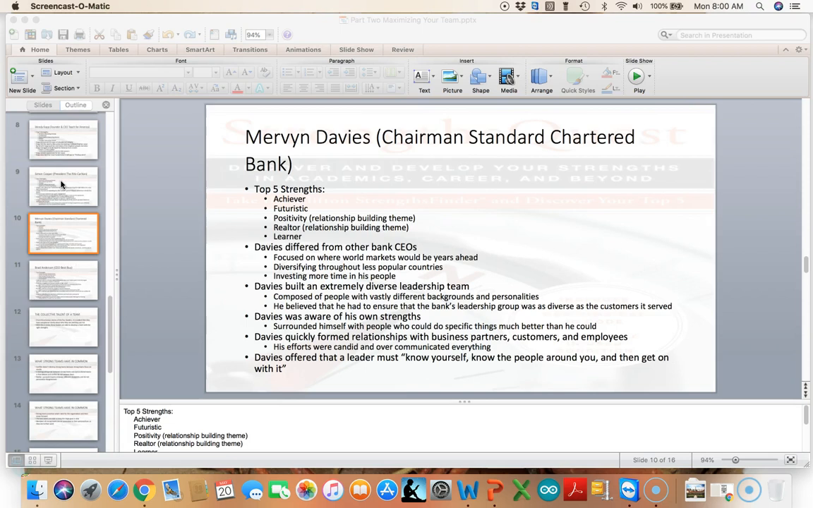As the CEO, Davies built an extremely diverse leadership team composed of people with vastly different backgrounds and personalities. He believed that he had to ensure that the bank's leadership group was as diverse as the customers it served. Davies was aware of his own strengths and set about to surround himself with people who could do specific things much better than he could. Davies quickly formed relationships with business partners, customers, and employees because of his efforts.